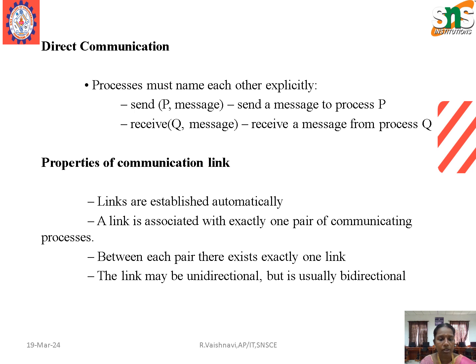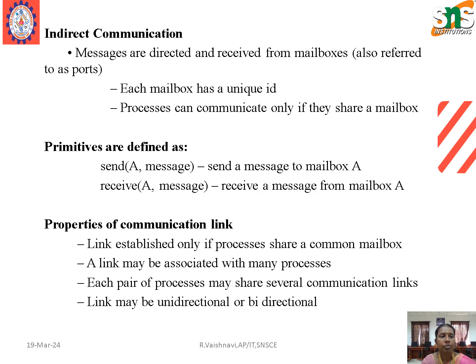Properties of the communication link. Links are established automatically. The link is associated with exactly one pair of communicating processes. Between each pair there exists exactly one link. The link may be unidirectional, but it is usually bidirectional.